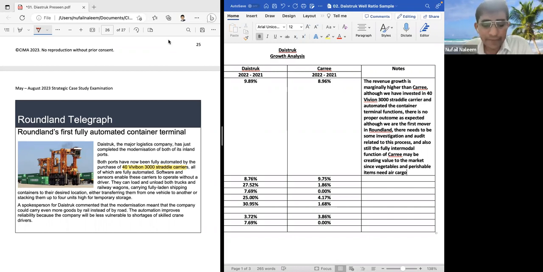Although we are a 3PL, can you remember that, students? We provide warehousing services also. So in this case, this investment has not created any revenue efficiency at the moment. There is a slight improvement only. So that is that point of view.